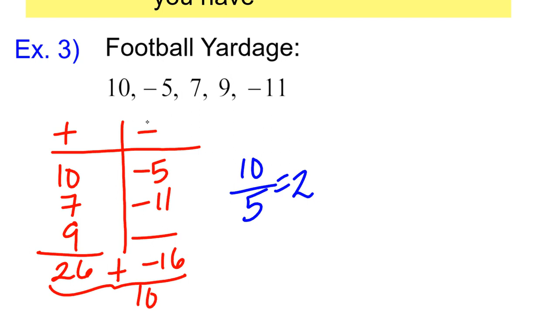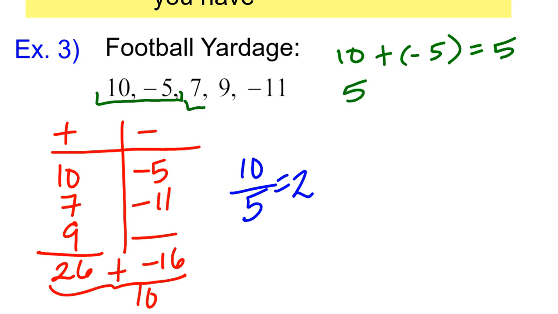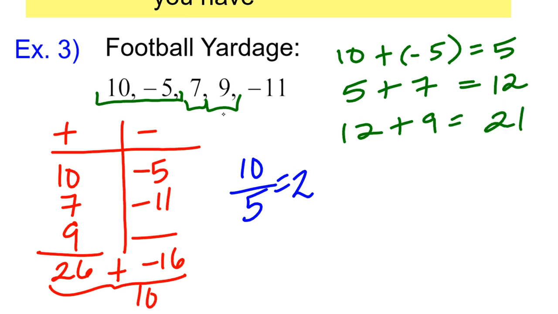Now another way that we might do this, instead of dividing it up, we might just work left to right. If I was to do that, I would start with 10 plus negative 5. Well, I know that 10 plus negative 5 is positive 5. Then I would go to the next number, which is 7. 5 plus 7 is equal to 12. Add my next number, which is a positive 9. 12 plus 9 is 21. And then my last number, which is negative 11.